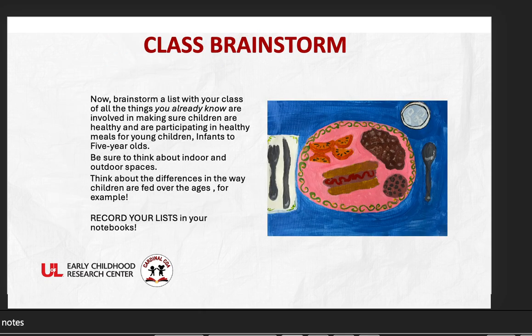And as they brainstorm the list, they can begin to think about what kinds of nutritional and health practices might be involved in the lives of young children, and remembering always to include indoor and outdoor spaces. A nice kind of overview that they might want to make is looking at the different ways that children are fed, beginning as infants all the way to age 5. That might be kind of fun to do as you're brainstorming.